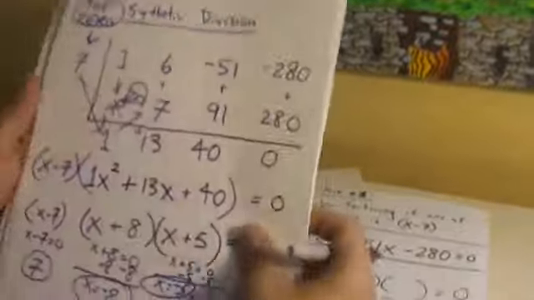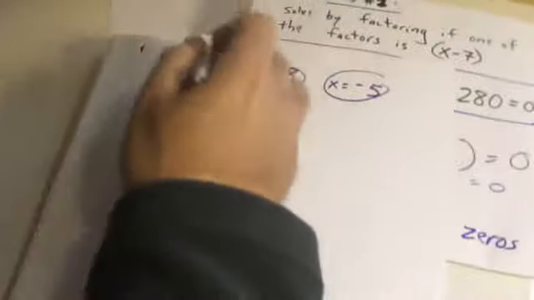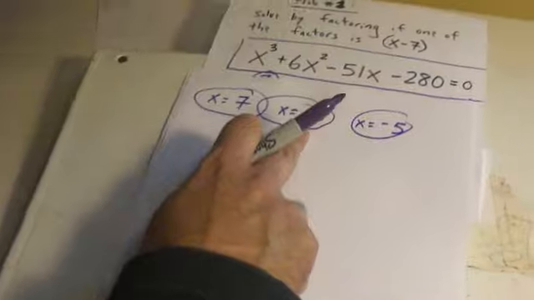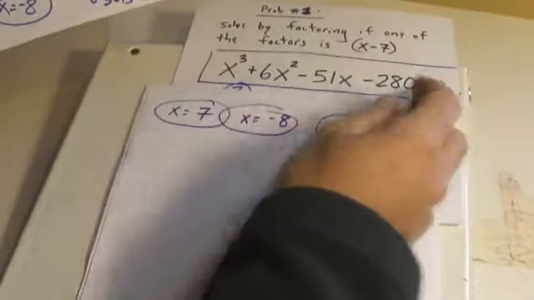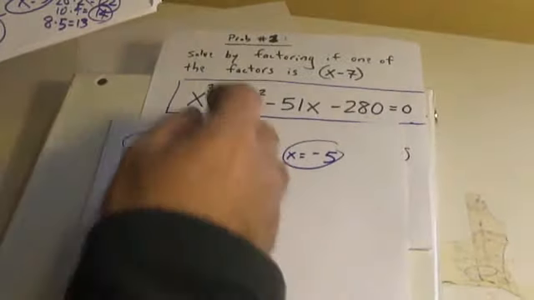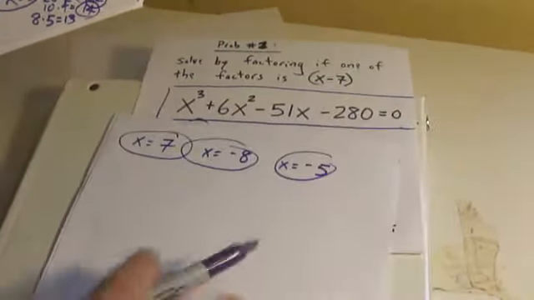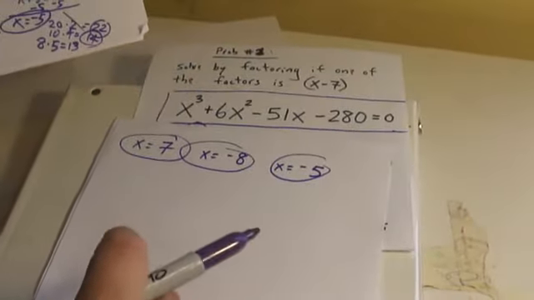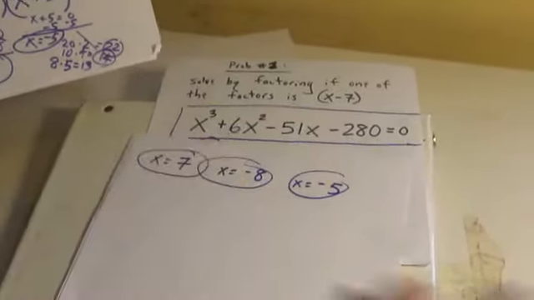The answers are, I'm going to write it nice and neat. The answers are x equals 7, x equals negative 8, and x equals negative 5. You can check that by evaluating each of these terms. You could pop it in. Pop in a 7. See if it gives you 0. Pop in a negative 8 for x's. See if it gives you 0. Pop in negative 5 for all the x's. Evaluate and see if that gives you 0. It should if we're correct.